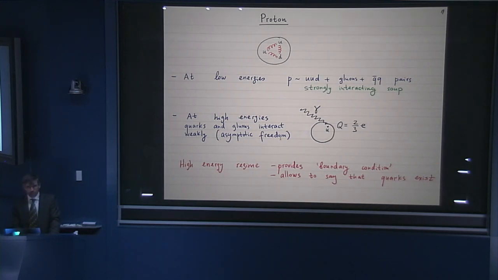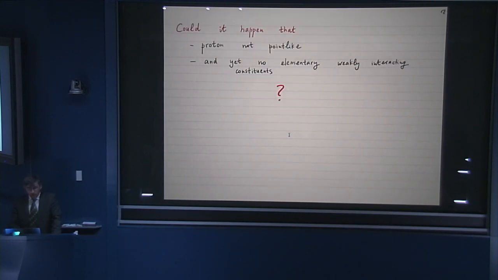So this phenomenon called asymptotic freedom is very important in order to be able to say that quarks exist as elementary particles. It provides a sort of boundary condition for the definition of the whole theory. But now, coming back to my question, could we imagine a different world in which a proton would not have any elementary weakly interacting constituents whatsoever? In such a world, we would say that it would be an anti-reductionist world.